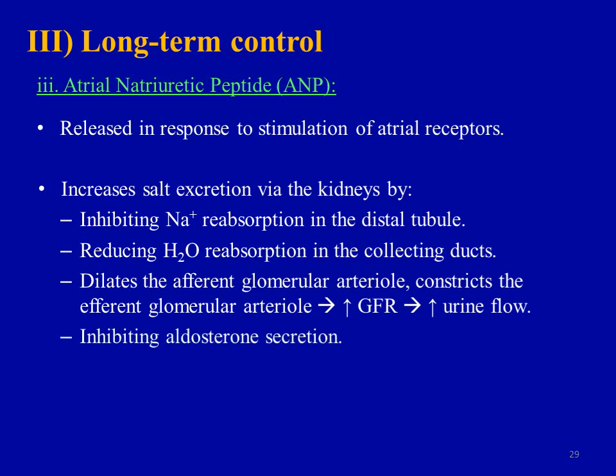ANP also inhibits the secretion of aldosterone hormone from the adrenal cortex, and inhibits the release or secretion of renin from the juxtaglomerular cells of the kidney. So all these effects will lead to the loss of sodium in urine followed by water. So we have higher volume of formed urine, and this will decrease the blood volume and decrease the mean arterial pressure.